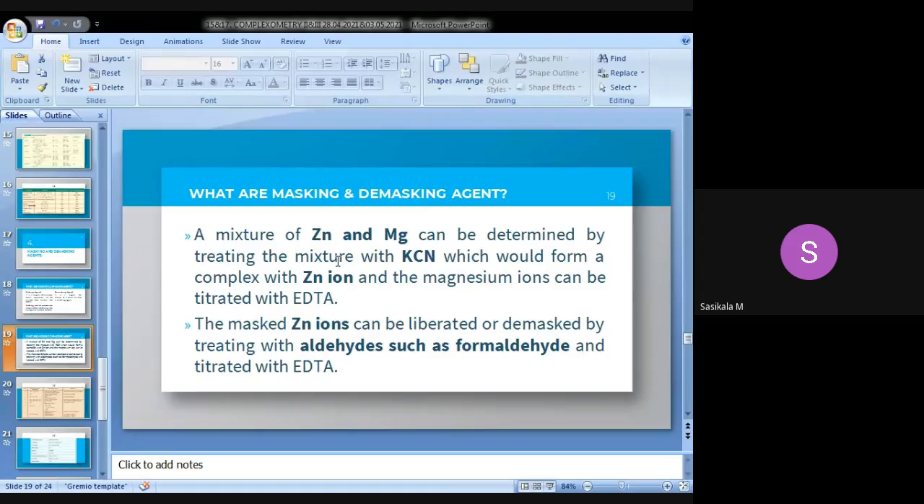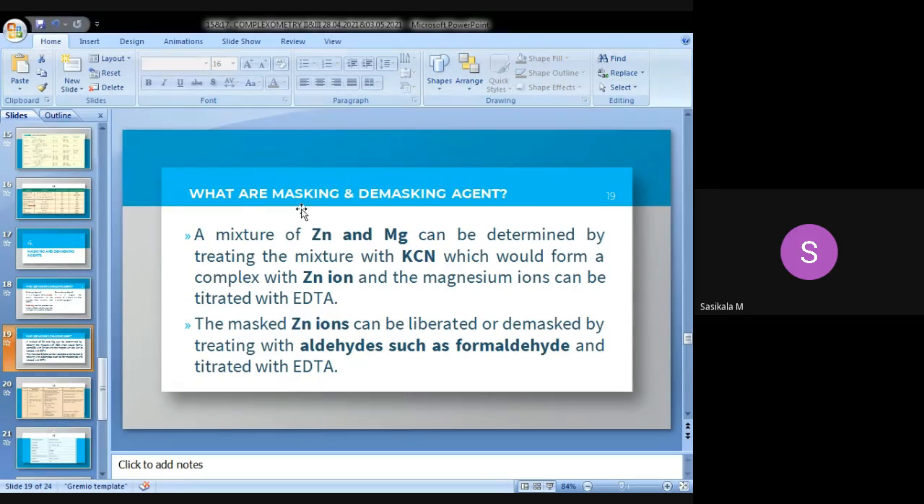Then masked zinc ion, once all the magnesium ion has formed a complex with EDTA and the titration has reached its end point, can be liberated or demasked by treating with aldehydes such as formaldehyde. These aldehydes act as demasking agents. It removes the complex between potassium cyanide and zinc and releases free zinc ion, and now zinc ions are ready for titrating with EDTA.